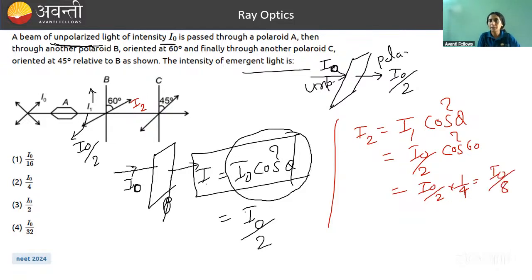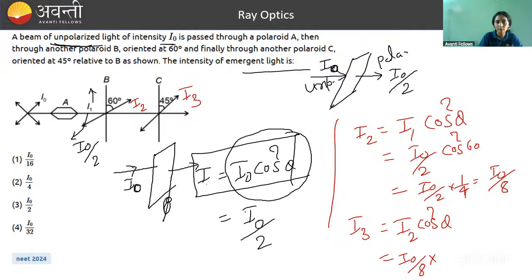Now this I2 intensity of light is getting allowed to pass through Polaroid C. What will be the intensity of light passing through C? That is the final answer. So let's say it is I3. So how will you write I3? It will be I2 cos square theta. Here I2 is I naught by 8. Theta is how much? 45 degrees. Cos 45 is 1 by root 2. So the square of 1 by root 2 gives I naught by 16. So the correct answer is option 1.